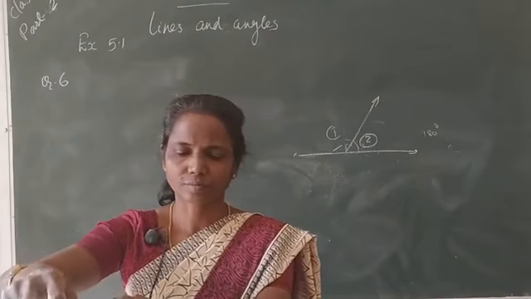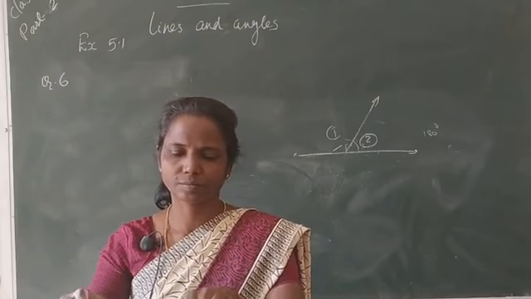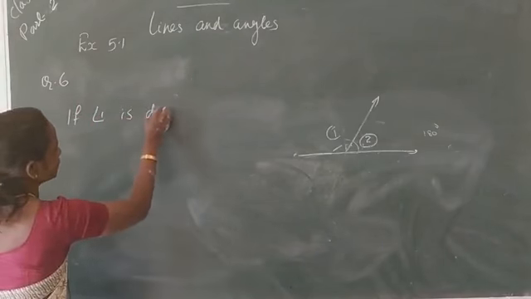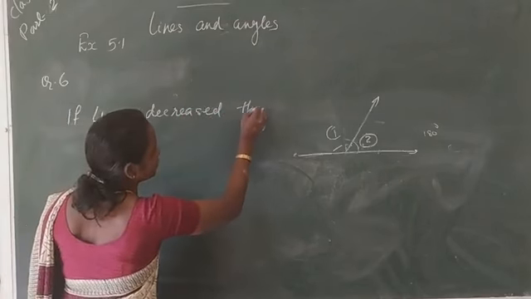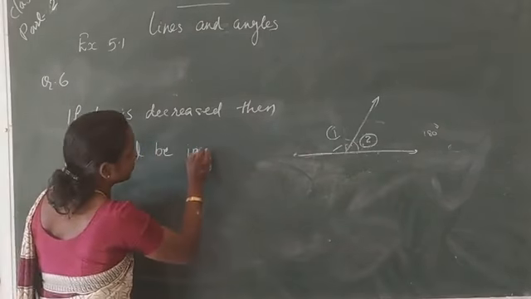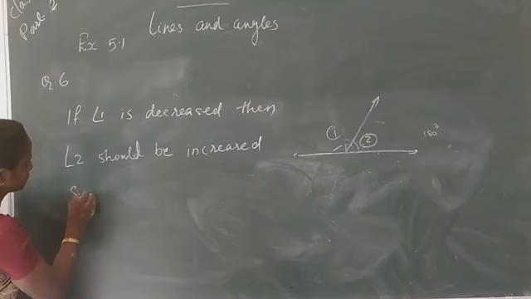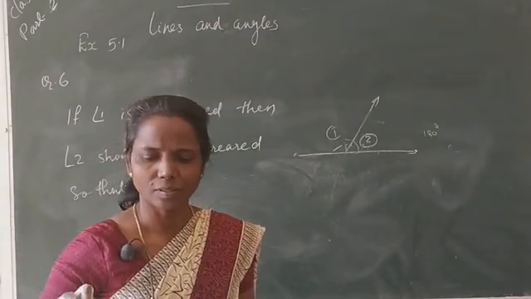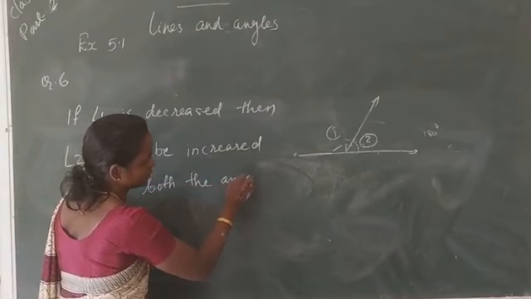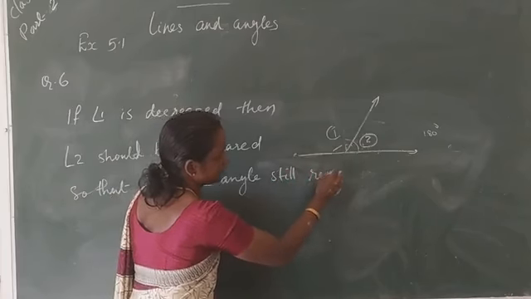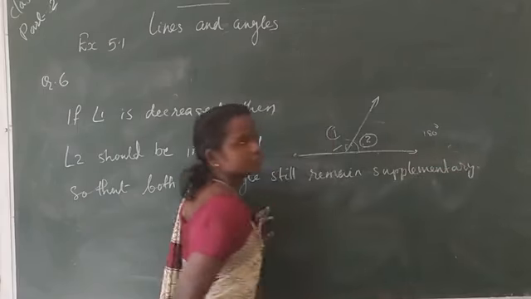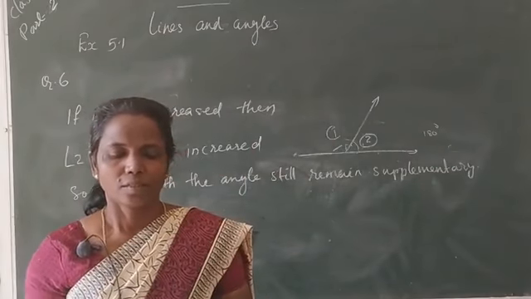So we can write: if angle 1 is decreased, then angle 2 should be increased so that both the angles still remain supplementary. Then next, question number 7.